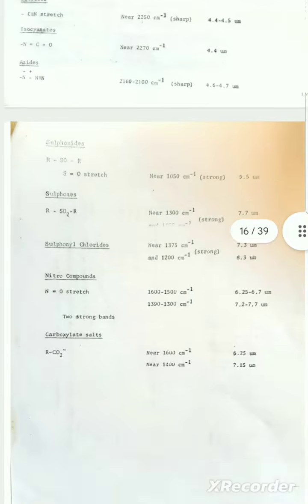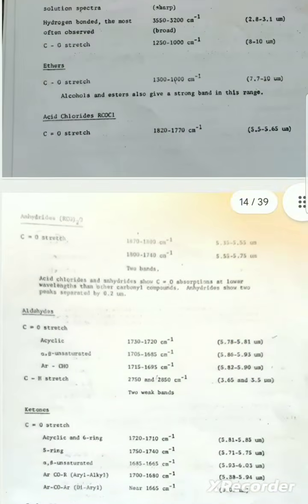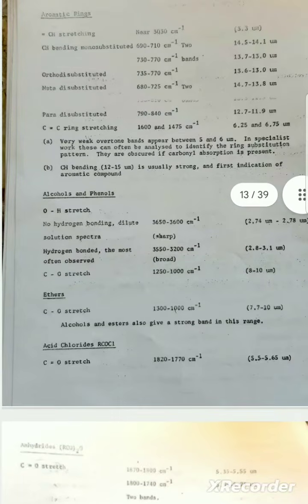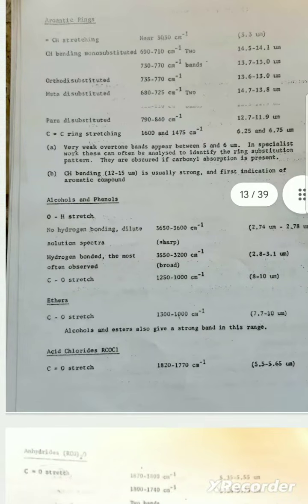Okay, where am I? All right, you can see this one here, which is an ether, which is CO stretch, and this is 1300 to 1000 per centimeter, which is between 7.7 and 10 micrometers. Take note of that one. It is between 1300 and 1000, and that is CO stretch.